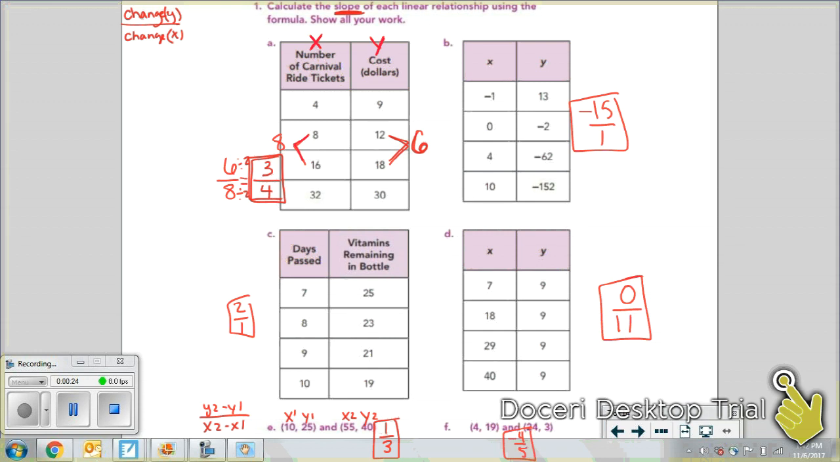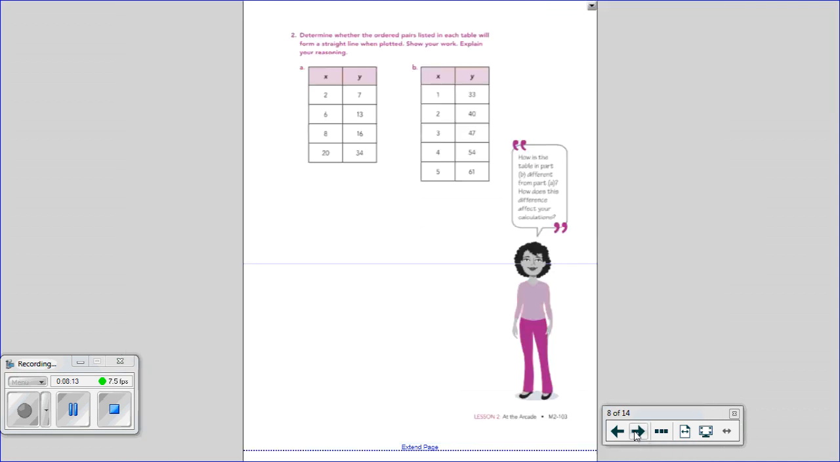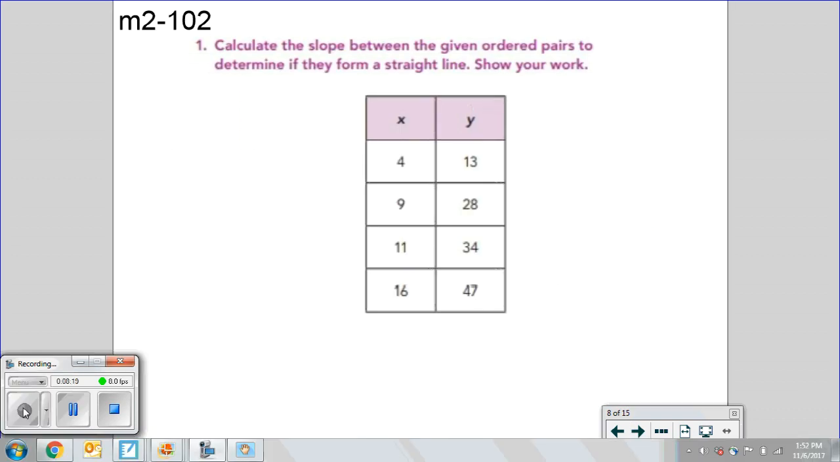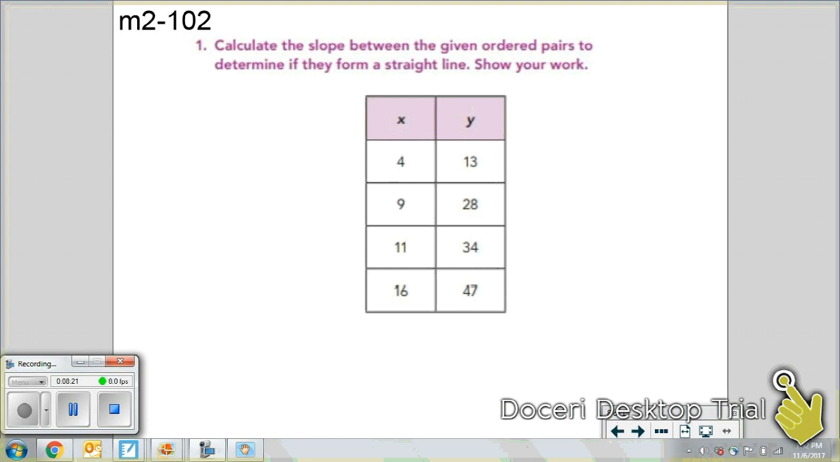So what I'd like for you to do now, remember we're kind of skipping around a little bit, is we're going to flip over to page 102. So I'm going to move mine. You're flipping over to page 102. Alright guys, so we are on page 102. Now all I've done is zoomed in on the table there. So we've jumped ahead to section 2.4, which is determining if a relationship is linear.